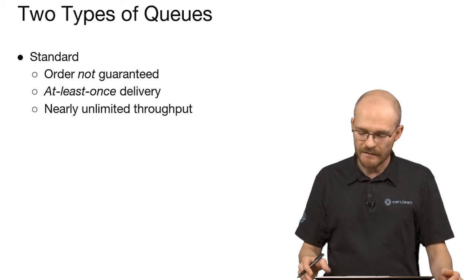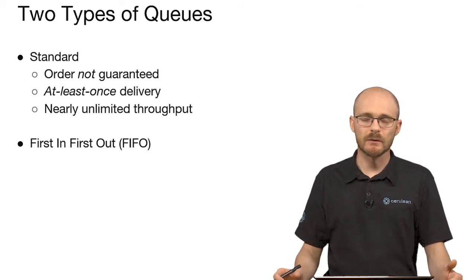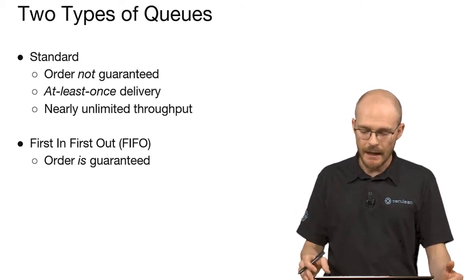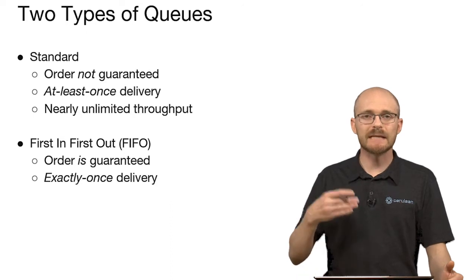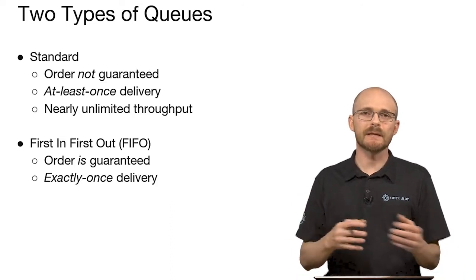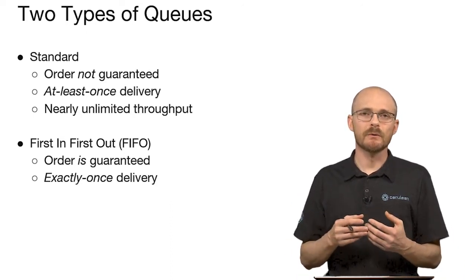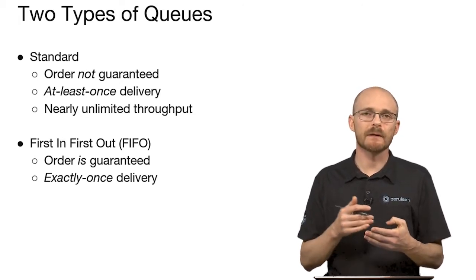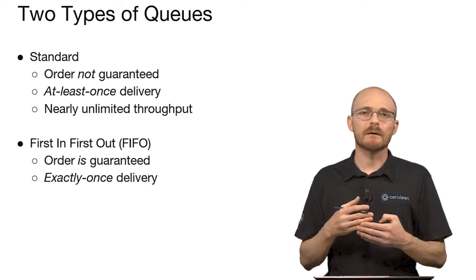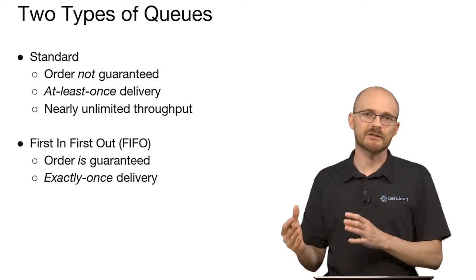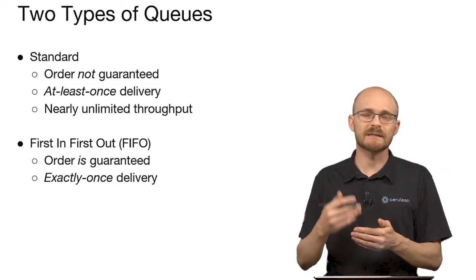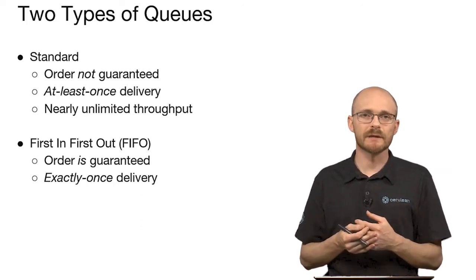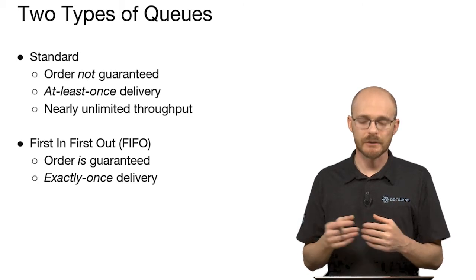Now we also have first in, first out queues. So with FIFO queues, the order is guaranteed, and it also follows an exactly once delivery. So there are plenty of applications where you rely on the order absolutely, and many applications where you can't afford to do things twice, right? So you need an exactly once delivery. And so if you need order, if you need exactly once delivery, then take a look at the FIFO queue.